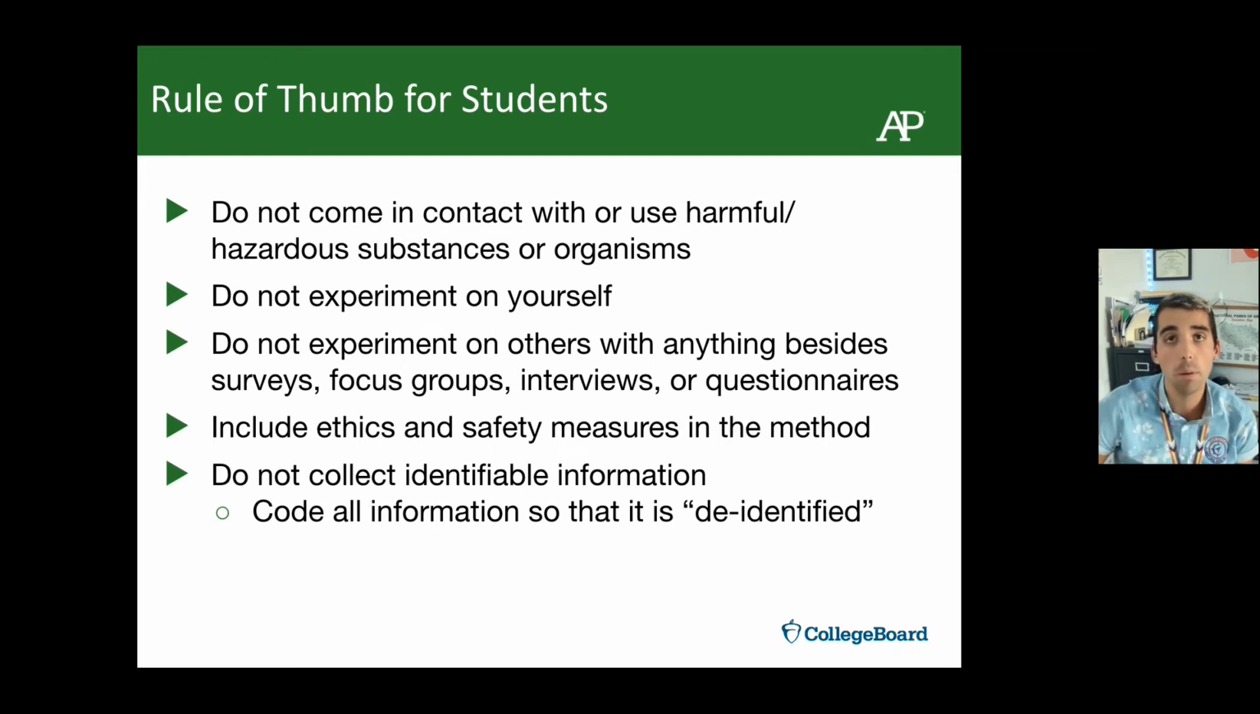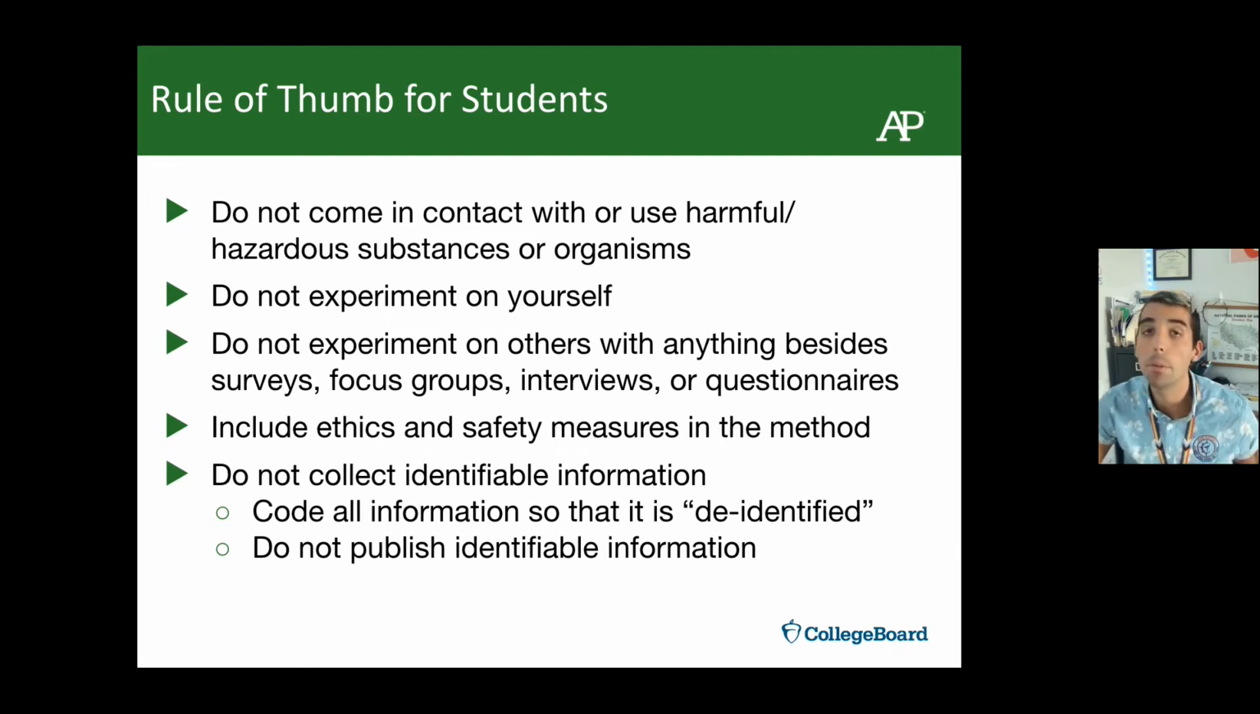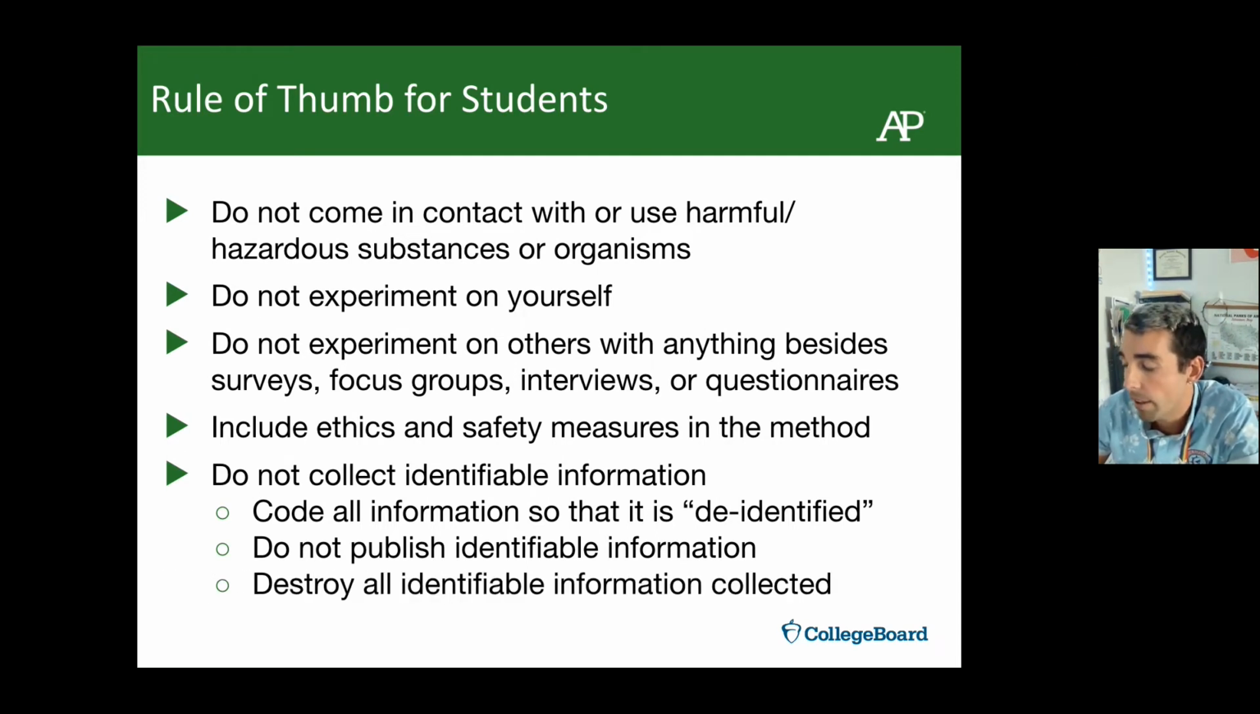So instead of using names, we use numbers and some sort of coding system. We can assure that we don't publish any information that is identifiable. So if it is identifiable information, it doesn't get published in the final product, and that information stays within you, the researcher. And then at the end, we destroy all identifiable information that was collected to assure that it doesn't accidentally get into the wrong hands, or that we aren't put in a position where we might lose it or have it taken from us or seen by others.